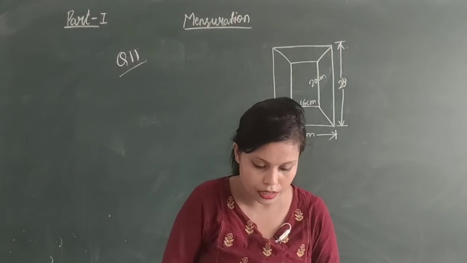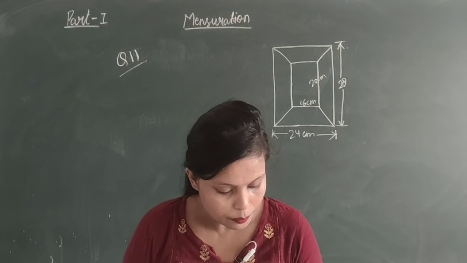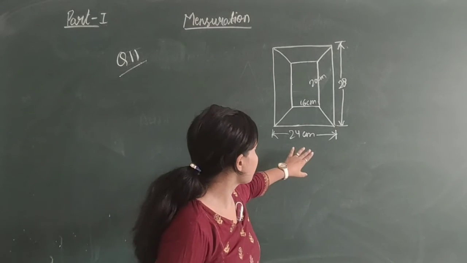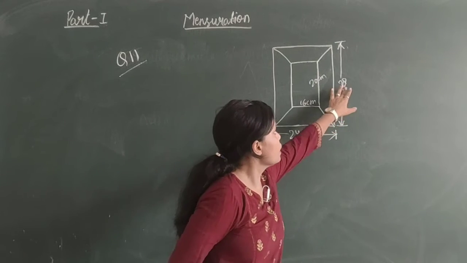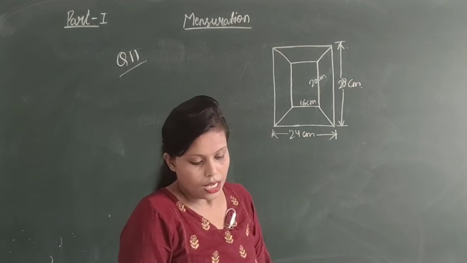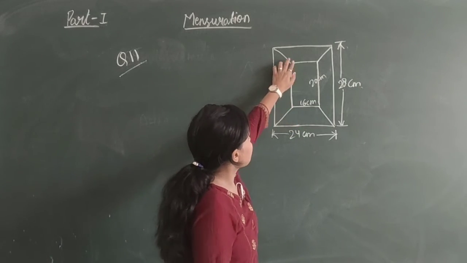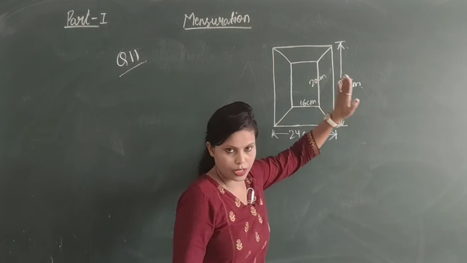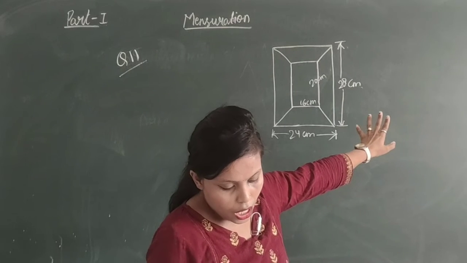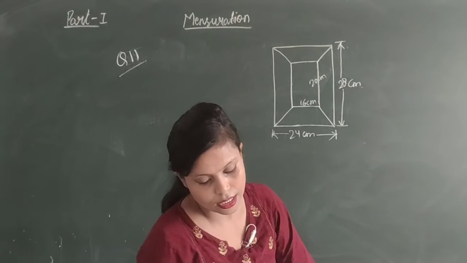Let's read the question. Diagram of the adjacent picture frame has outer dimension 24 into 28. So outer dimensions are given as 24 centimeter and 28 centimeter. And the inner dimensions as 16 centimeter and 20 centimeter. Find the area of each section of frame if the width of each section is same.